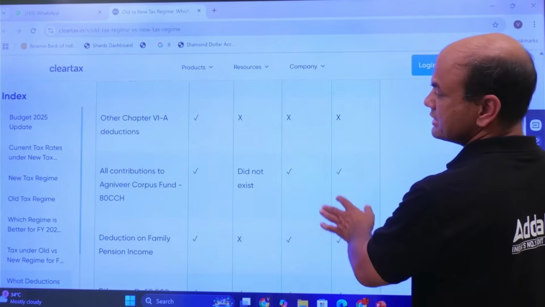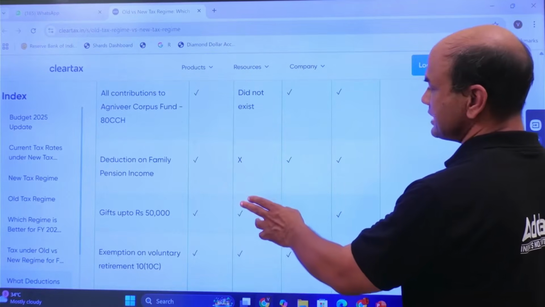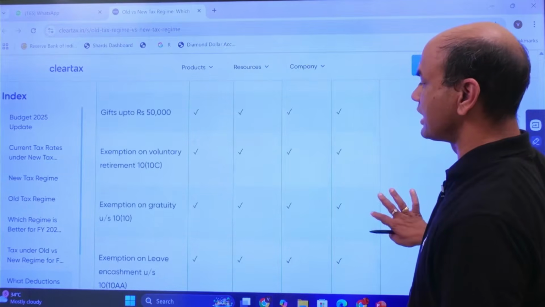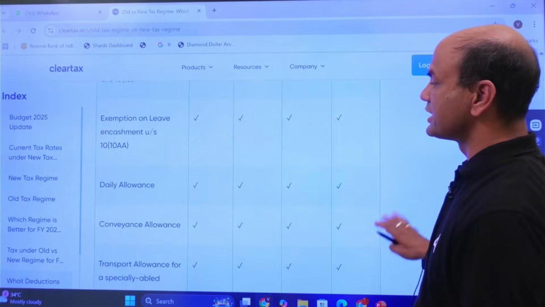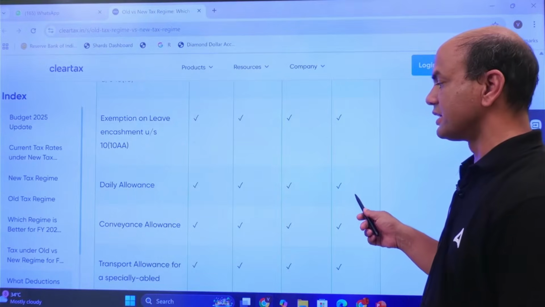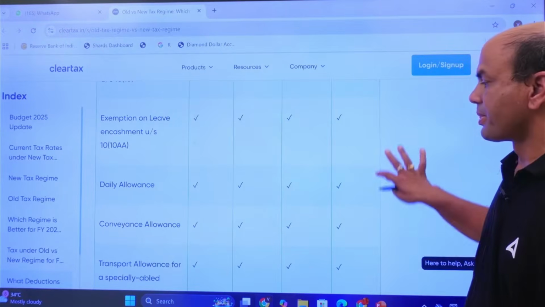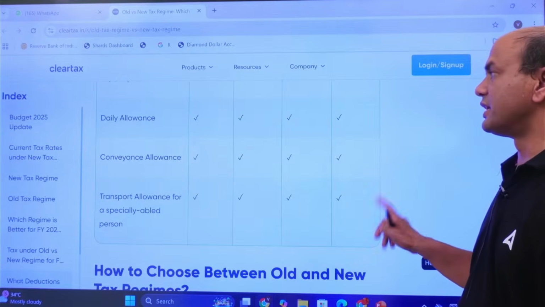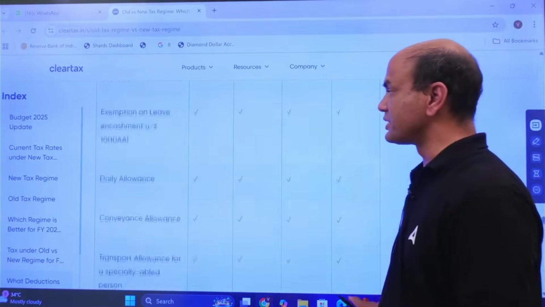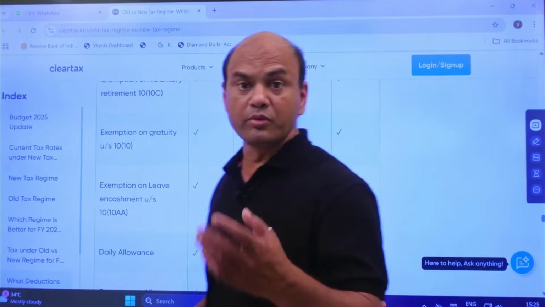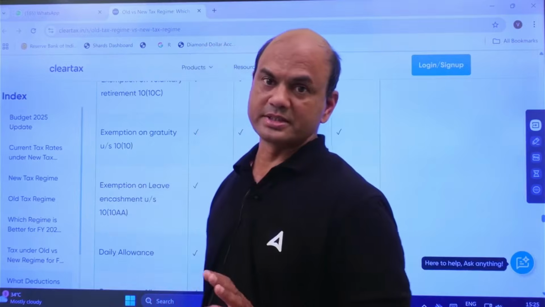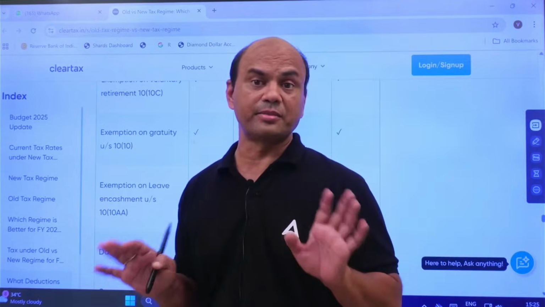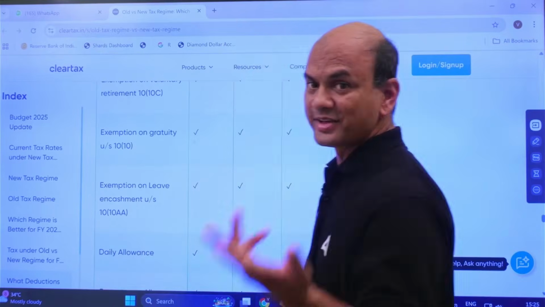So you have only these parts. If anything important is there, let me see. Family pension, yes, it is there. Gifts up to 50,000, it is there. Voluntary retirement, gratuity, leave encashment, daily allowance, DA is there. Conveyance allowance, it's there. Transport allowance for specially abled persons, that is there. So these are the exemptions which have been removed under this new tax regime. But there is a very good advantage, that is up to 12 lakhs you don't have any tax.